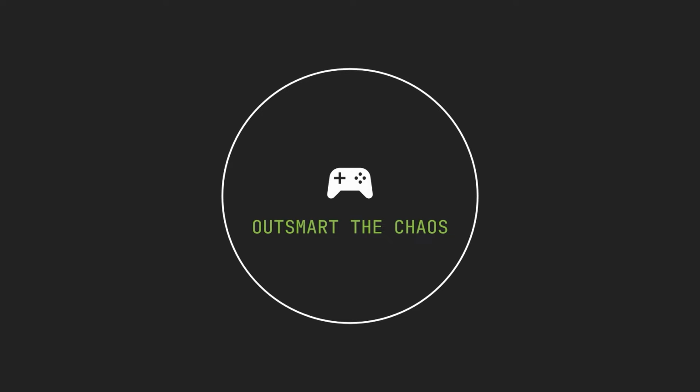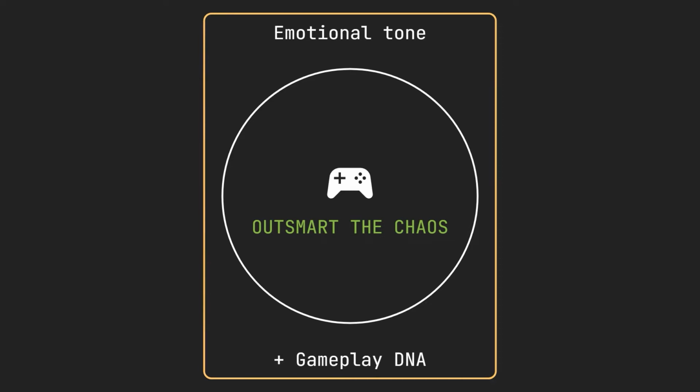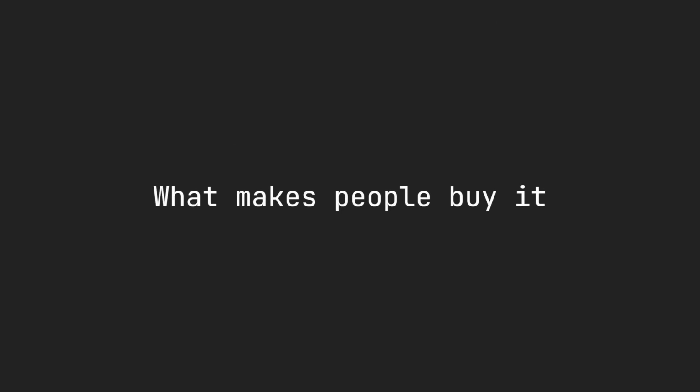Your vision should have an emotional tone plus some gameplay DNA. I think that's more of like a mission statement. It's the soul of the game in one punchy sentence. What makes people buy it. And it's what you can get back to if something feels off. Does this new inventory system support the core vision? If not, cut it.